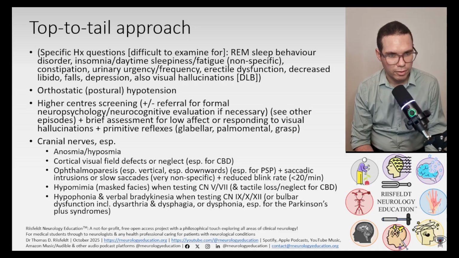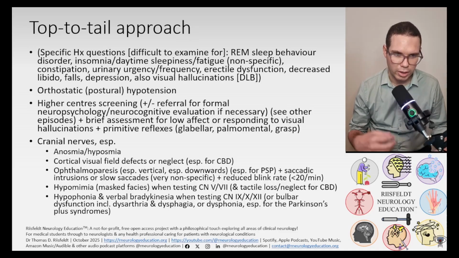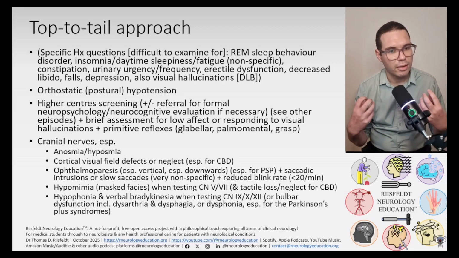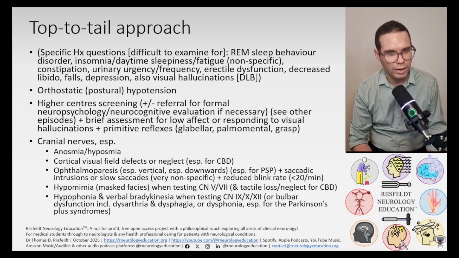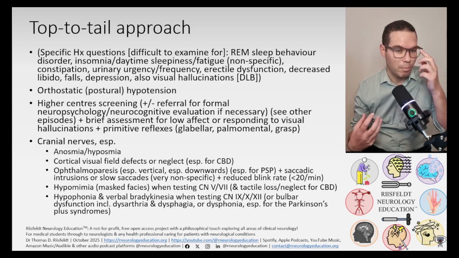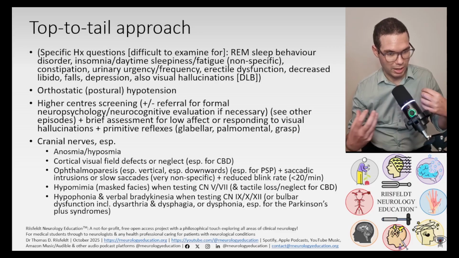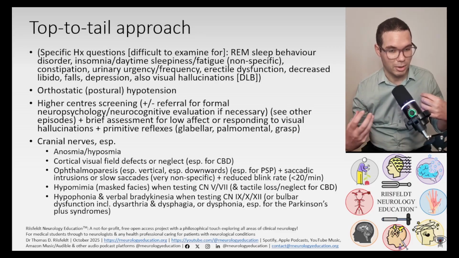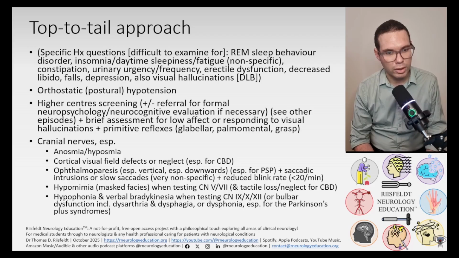Then we go into the cranial nerve examination. And of course, you're doing a full cranial nerve examination, but some of the things in particular that you're looking for in the extrapyramidal context is firstly anosmia or hyposmia. And that's something that you might forget to examine and you might forget to ask for. And I don't routinely examine this beyond the extrapyramidal context, but if you're seeing a patient with Parkinson's disease, it is good to ask about that and examine for that. Then cortical visual field deficits and neglect are important for CBD, in particular, corticobasal degeneration.